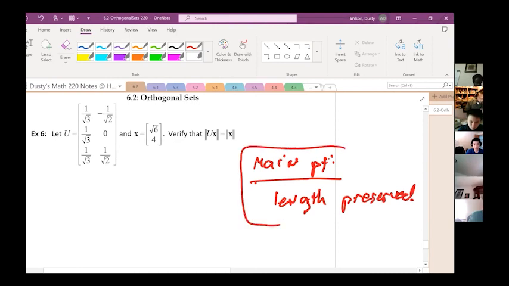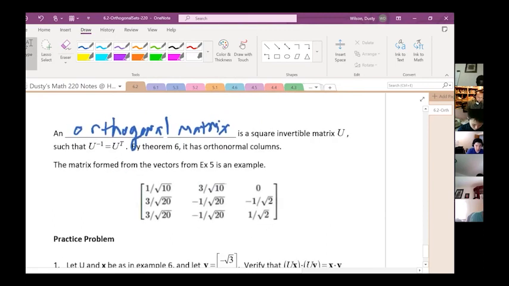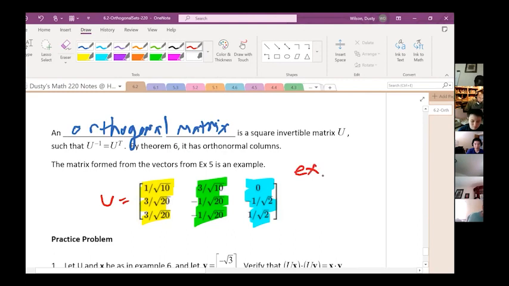The one other thing I want to hit here at the end of the section is I want to talk briefly about orthogonal matrices. An orthogonal matrix is a square invertible matrix U such that U inverse equals U transpose. By theorem 6, it has orthonormal columns. So for example, we had that orthonormal basis that we found before. We showed that all these vectors were length 1, that they were all orthogonal, and there's only 3 components. They formed an orthonormal basis. And so this matrix here, this U, would be an example of an orthogonal matrix.